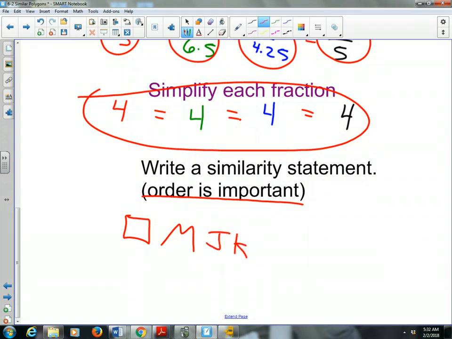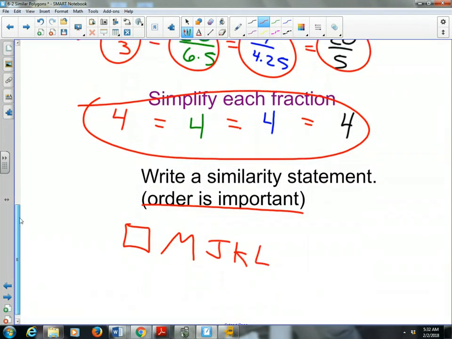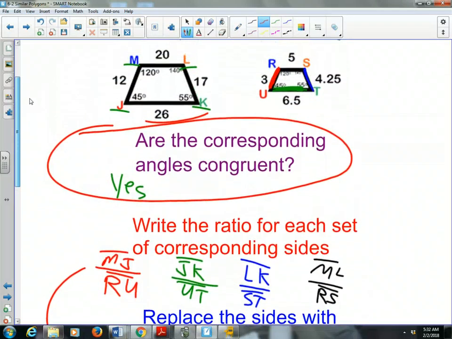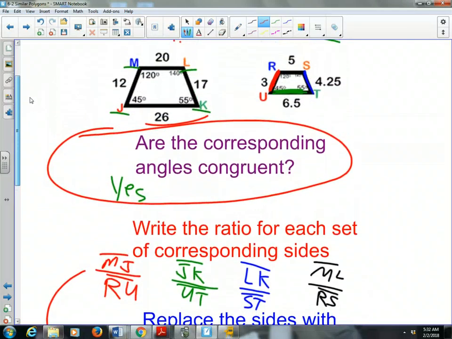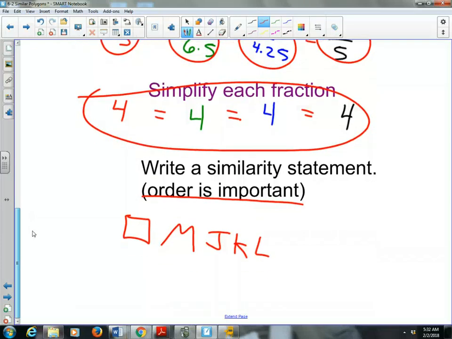J, K, L. Now I said with the first one, it doesn't matter where you start, just pick one. M, J, K, L. Now on the next one, that's where the order is significantly important, because we're going to write is similar, and when we write that, this symbol right here means it's similar to. Now it's going to be similar to quadrilateral.